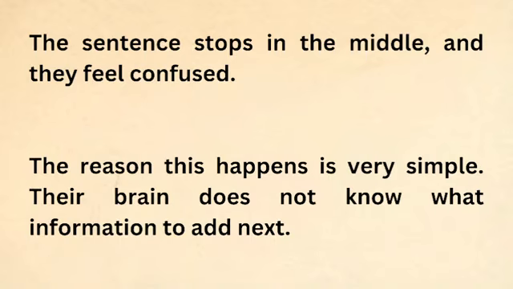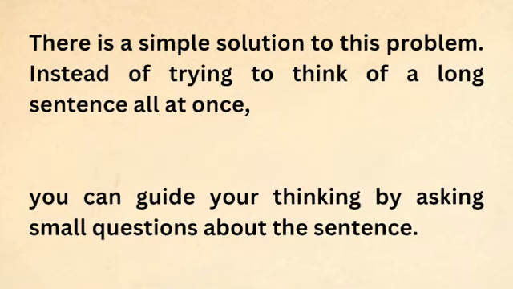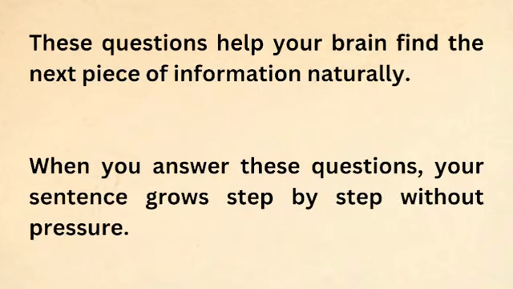The reason this happens is very simple. Their brain does not know what information to add next. There is a simple solution to this problem. Instead of trying to think of a long sentence all at once, you can guide your thinking by asking small questions about the sentence. These questions help your brain find the next piece of information naturally. When you answer these questions, your sentence grows step by step without pressure.